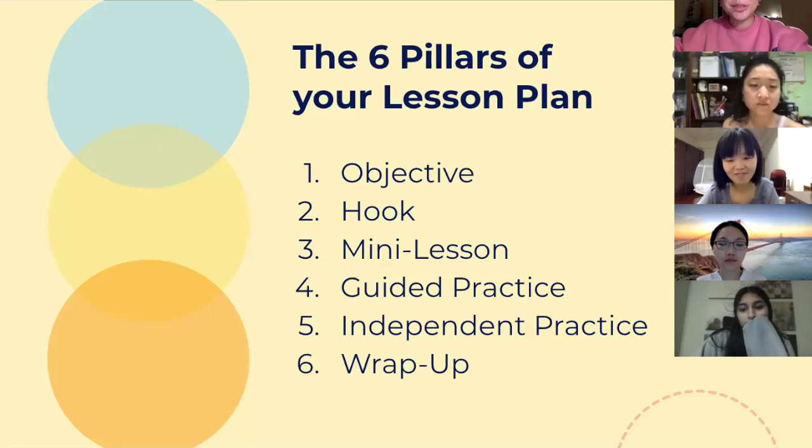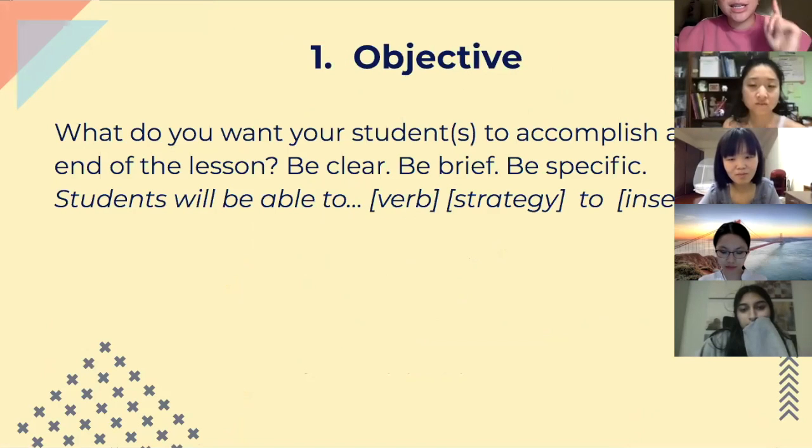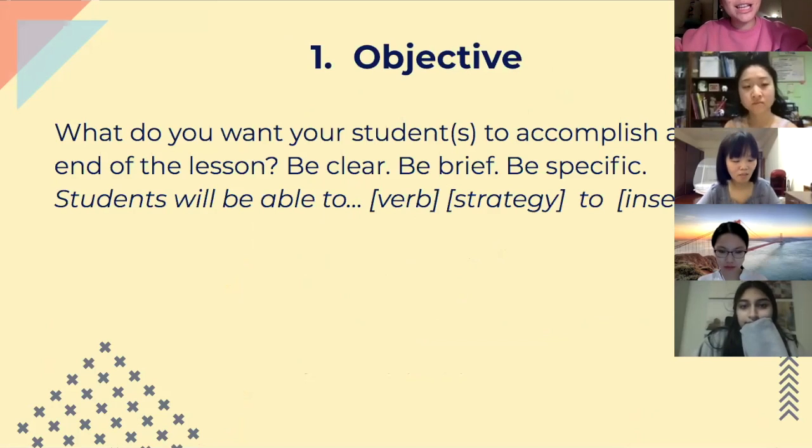Okay, so the 6 pillars. The first one is the objective. Your lesson needs to have an objective. This sounds obvious, but really you have to write it out for it to be clear, because sometimes even when you think you know what you're going to teach, when you actually teach it, you're like, whoa, I taught way too much. It's because you didn't have a clear objective.